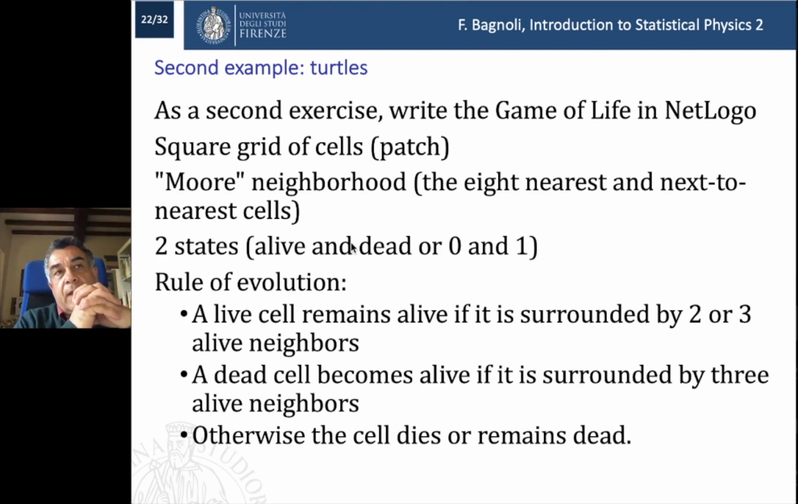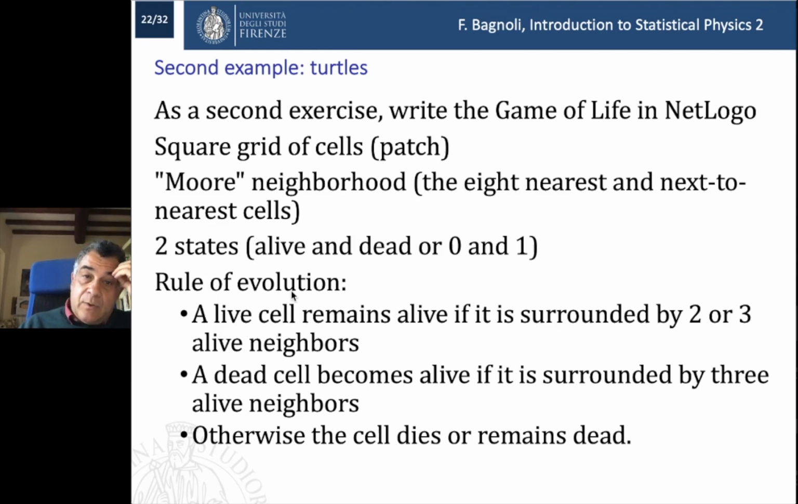And okay, let's go to a second example, this time with turtles. And I want to define the game of life, which is a famous game invented in the 70s by Conway, who was the mathematician who invented this game, died just months ago. And okay, so this is a way of playing with an artificial environment, which is called artificial world in some sense.